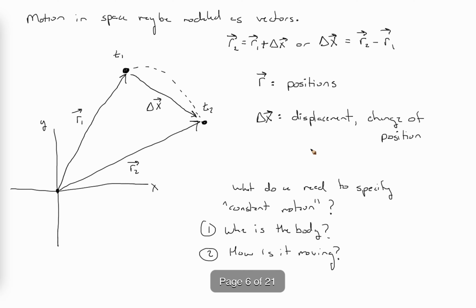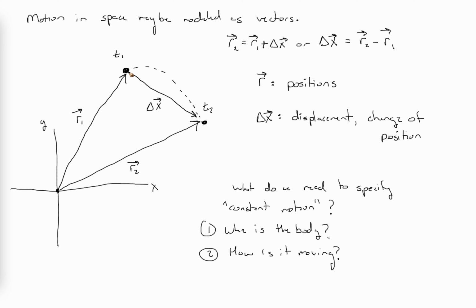So why do we care about this? Because motion in space can be modeled as a vector. So you can look at changes in space of position as a kind of vector.